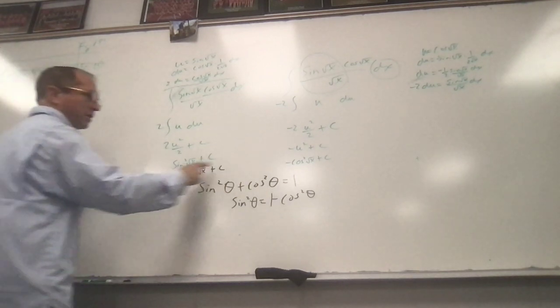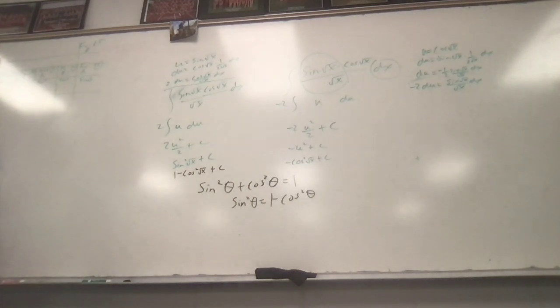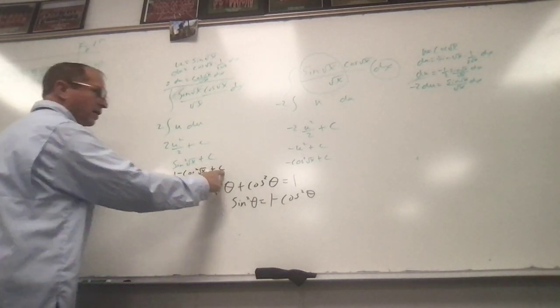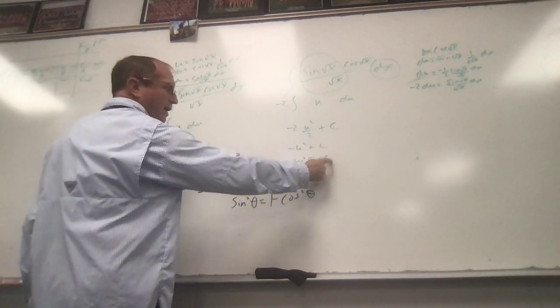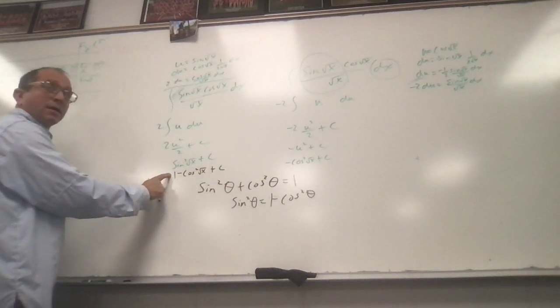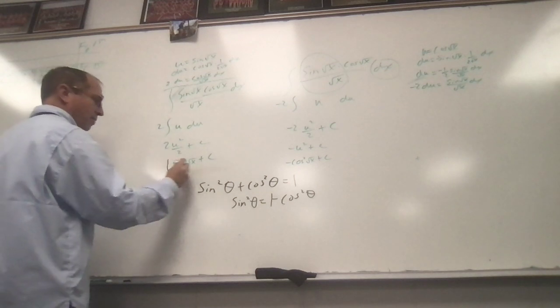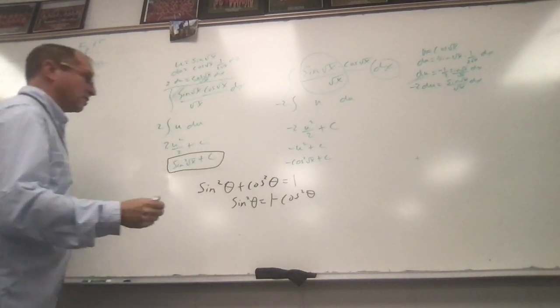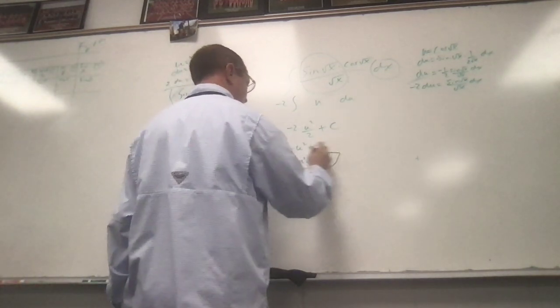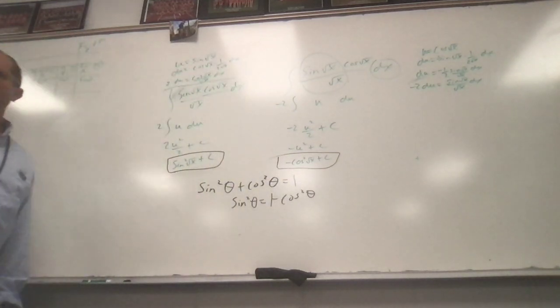How could these 2 things be the same? Because c is a constant, right? So this c right here kind of eats up this 1 here. So it turns out that because c is a constant, these 2 values really are the same thing.